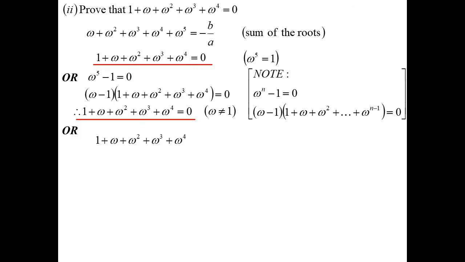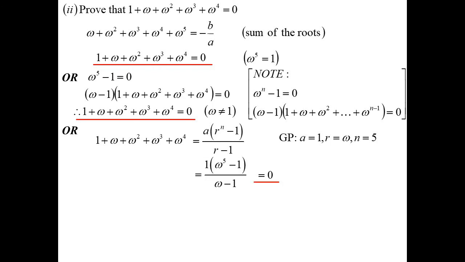Or, here's another one. 1 plus omega plus omega squared plus omega cubed plus omega to the power of 4. You know what we've got? We've got a geometric series there. We can say the first term is 1, the ratio is omega, and there are 5 terms. So I can put it into our formula for the sum of a geometric series. That's got to equal 0 because on the top of the fraction we've got omega to the power of 5 minus 1, which is equal to 0.